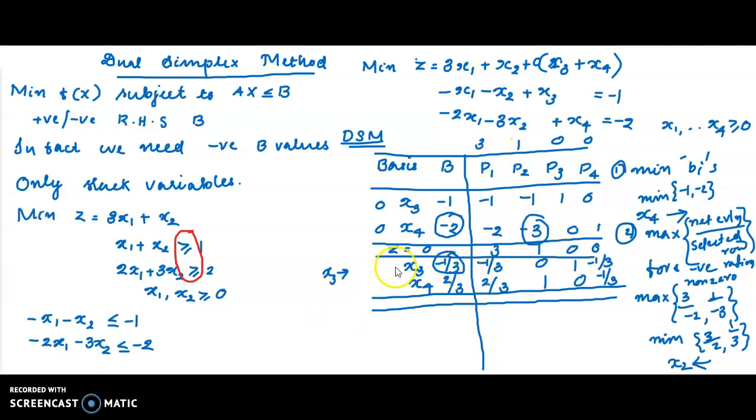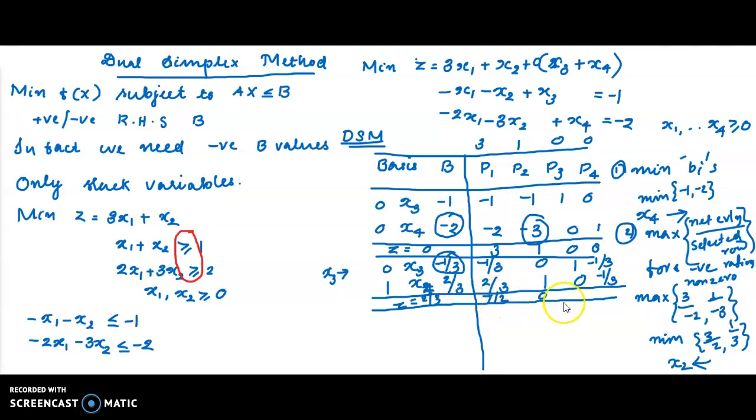3, x3, 0. x3, x4 by x2 basis. In place of x4 there is x2. The coefficient of x2 is 1. Then the net evaluations: 0 into minus 1 by 3, 1 into 2 by 3, z equal to 2 by 3. The other net evaluations are 3 minus 0 minus 2 by 3. 3 minus 2 by 3, 9 minus 2, that is 7 by 3.